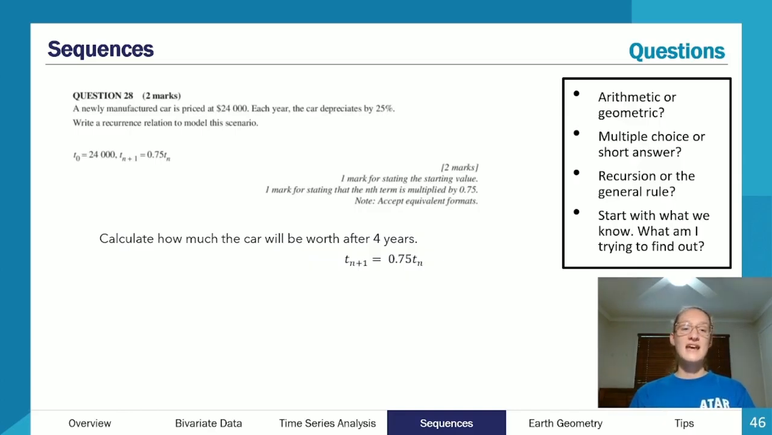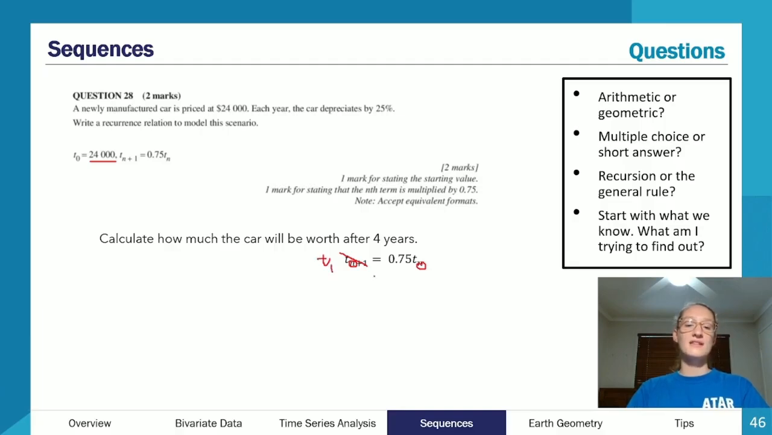So we've got our formula, Tn plus 1 equals 0.75 times Tn. So what we're going to do first to illustrate that is we're going to say let n equal 0. So now we're going to have T0 plus 1 equals 0.75 times T0. And I know from up here that T0 is $24,000. And if I have T0 plus 1, I know that this is now T1.